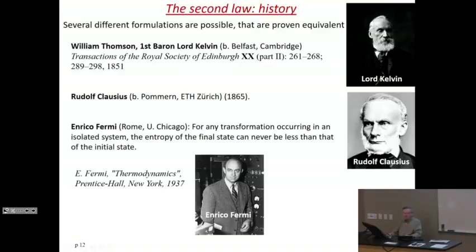All right, so the second law, of course, has quite a bit of history, and it can be formulated in a number of ways that are exactly equivalent to each other. The first, the oldest one, 1851, is by Lord Kelvin, William Thomson, the first Baron, Lord Kelvin. This was in Transactions of the Royal Society of Edinburgh. About the same time lived a guy in Switzerland at the ETH in Zurich. He was born in Pommern, which is northeast Germany, by the name of Rudolf Clausius. Looks quite serious. And we will go over these two formulations in a minute.